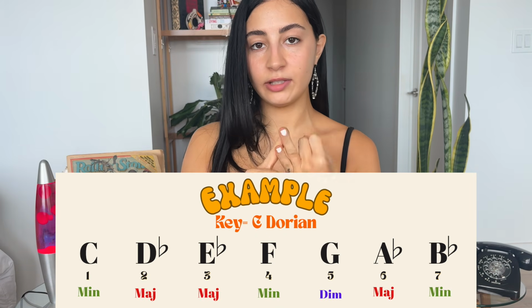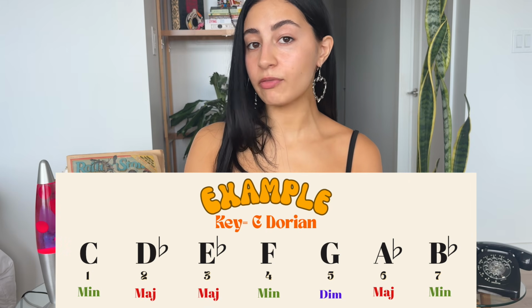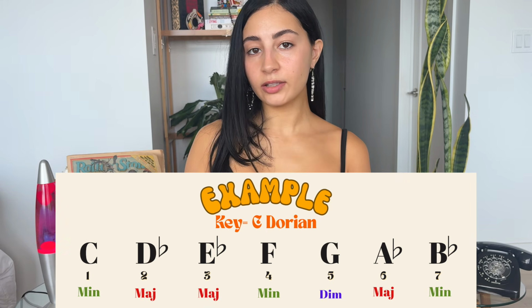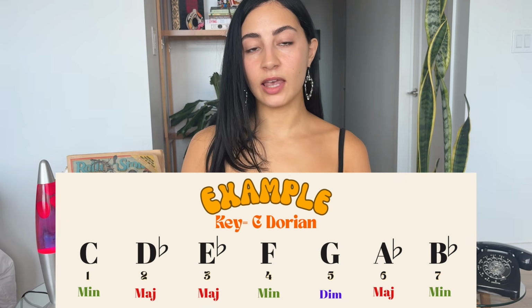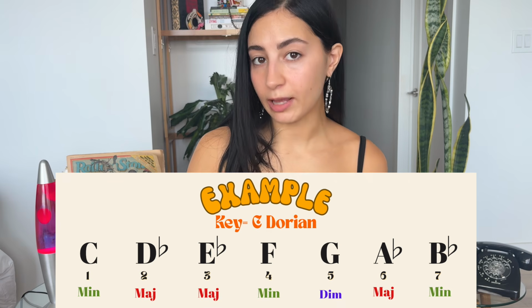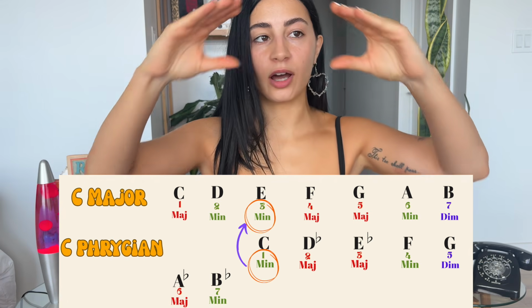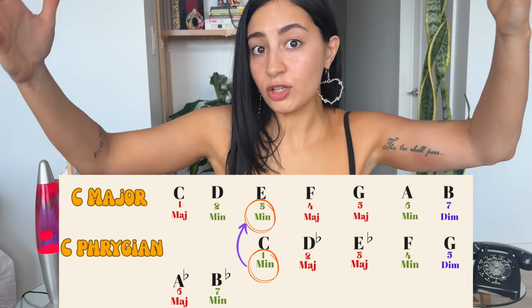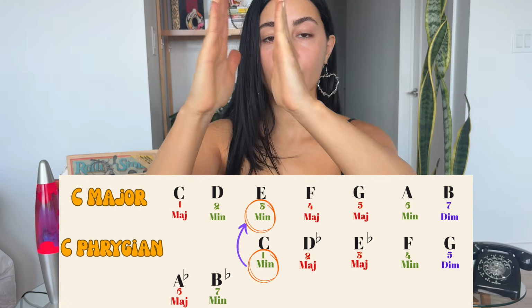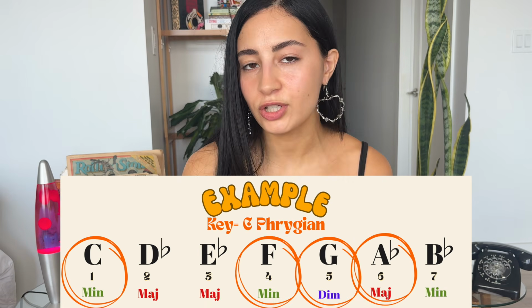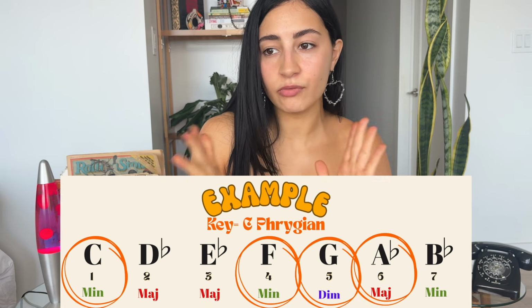So the 1 chord would be C minor, the 2 chord would be D flat major, the 3 chord would be E flat major, the 4 chord is F minor, the 5 chord is G diminished, 6 is A flat major, and 7 is B flat minor. And so again, we see that the order of the chord quality in Phrygian mode matches the order of the chord qualities in the major key, starting from that 3rd chord. And so now let's play a 1, 6, 4, 5 chord progression in the key of C Phrygian.